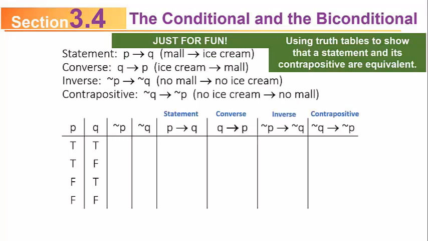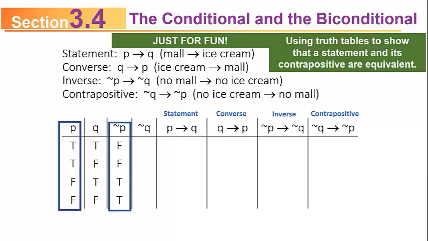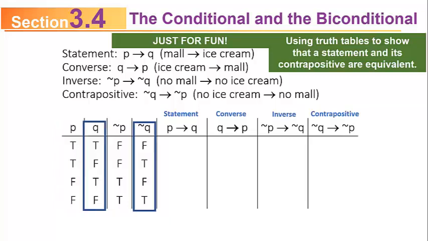So if you start off with the statement P implies Q, P being the going to the mall thing and Q being the getting ice cream thing, if you go through the original statement, its converse, its inverse, its contrapositive, and build the truth tables for all of them, you'll see if you take the P and change it to not P, you get false, false, true, true. If you take the Q's and change them to not Q's, you'll get false, true, false, true.